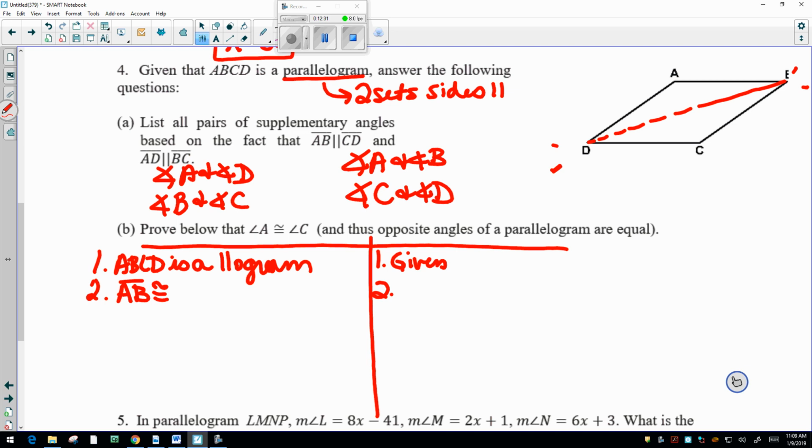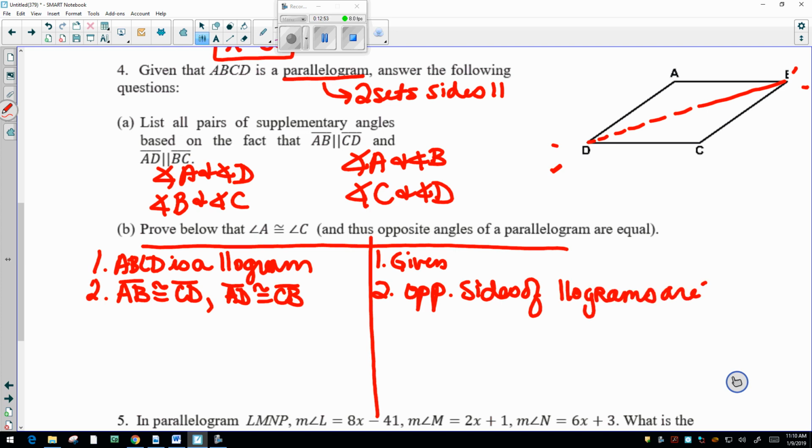So I could tell you AB is congruent to CD. And I could tell you AD is congruent to CB. And that's a property of parallelograms. We know that opposite sides of parallelograms are congruent. So just like our other triangle proofs, I'm going to go and I'm going to mark up congruent. And we still have that reflexive property. That's kind of nice. So I could say BD is congruent to DB. And that's a reflexive property.